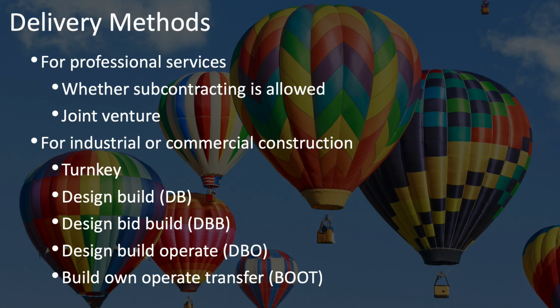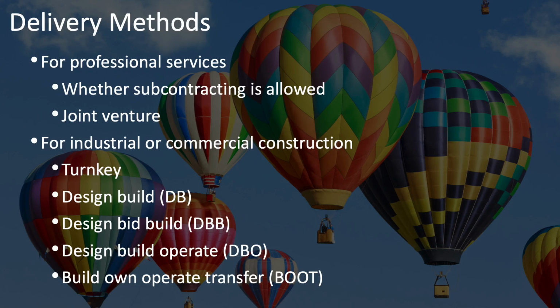Finally, we have build, own, operate, and transfer as a type of delivery method. This is similar to the previous one in that it's used most often with public-private partnerships. But in this case, the provider, the one who's building this, is the one who owns it up to a certain point and benefits from the income. And then at a certain point, it is transferred to the buyer. This is used for similar types of construction projects, such as toll roads and power plants and water systems.